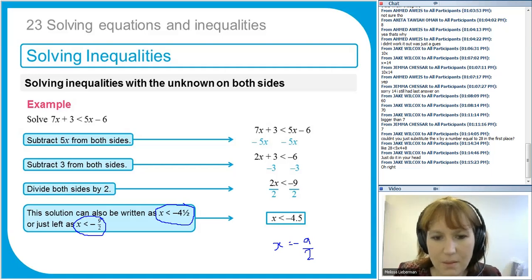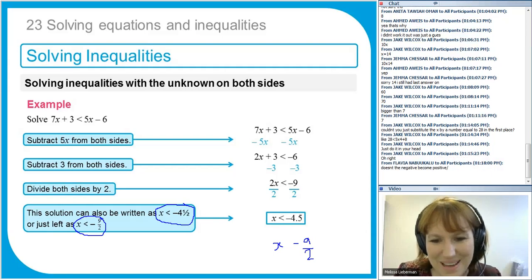Happy with that? Sorry, I've made a mistake. Can you see what my mistake is? I put equals, but it's not an equation, it's an inequality. So do make sure that you leave the same symbol in the answer as the symbol you were given in the question.